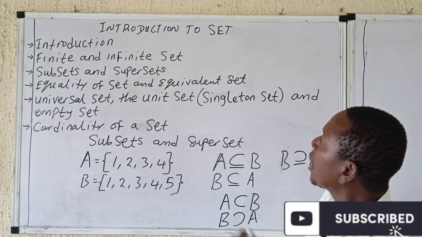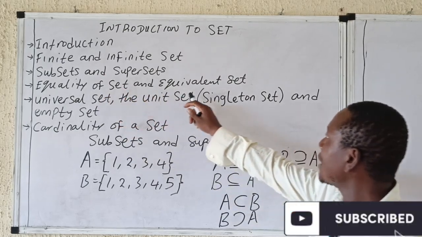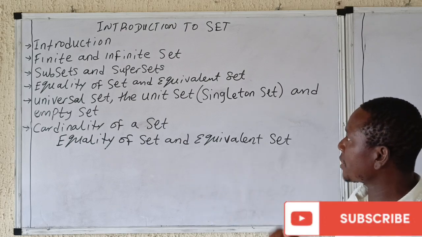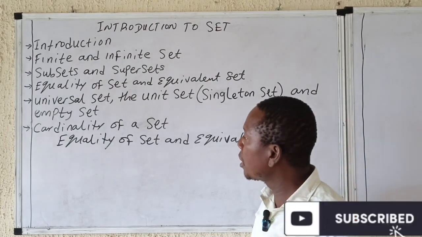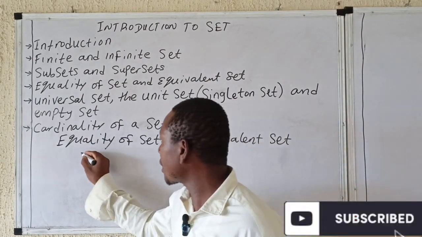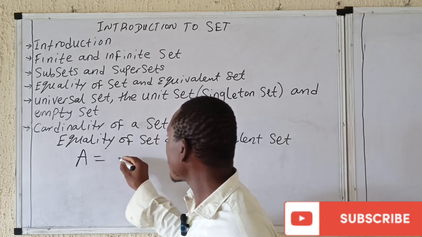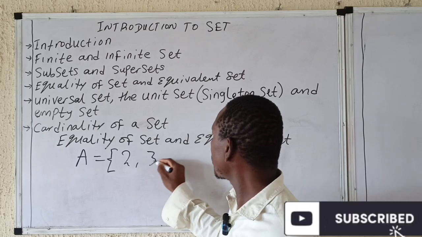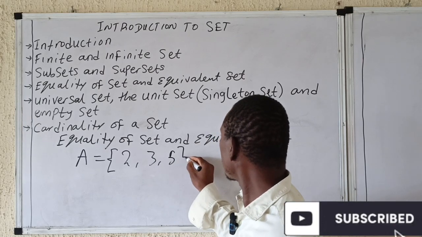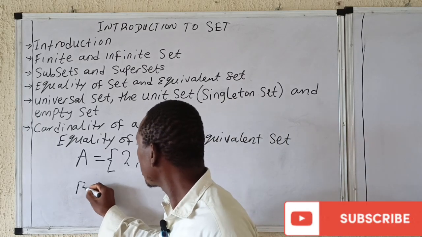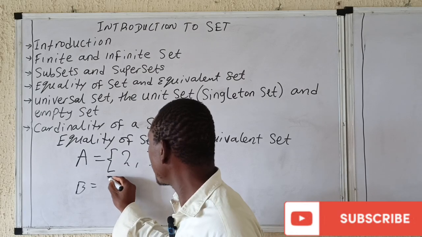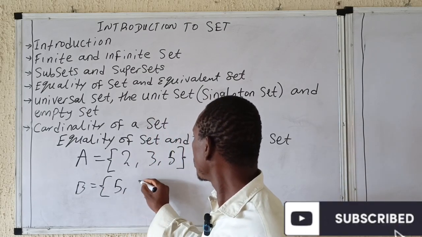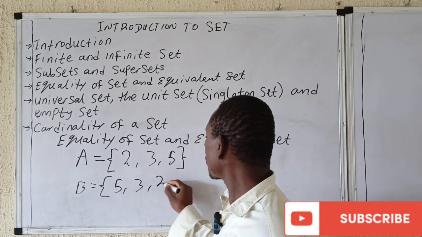Let's talk about equality of sets and equivalent sets. Now, let's illustrate using set A and set B. Set A has elements 2, 3, and 5, while set B has members 5, 3, and 2.